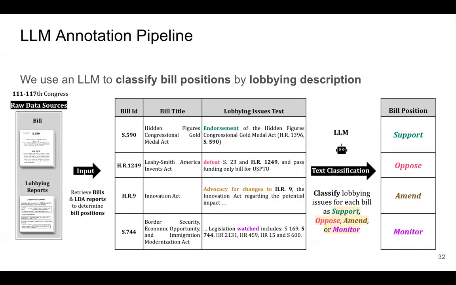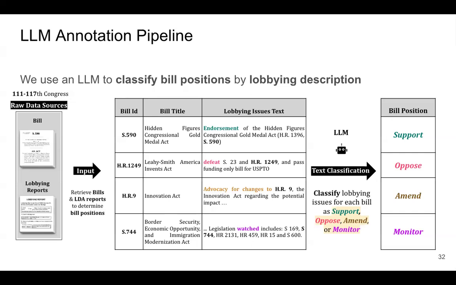So that means interest groups are just looking at what's going on with the bills, not necessarily explicitly supporting or opposing. If you look at the lobbying issues text in the middle there, they'll say things like we're in endorsement, we're lobbying to defeat, we're advocating, things like that. As you can see, the language is pretty diverse. So this is where LLMs come in, because LLMs are very good at looking at the text and doing the classification.